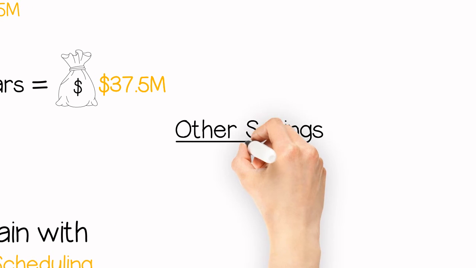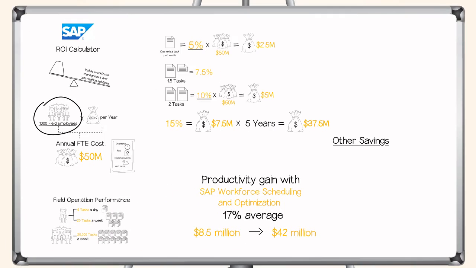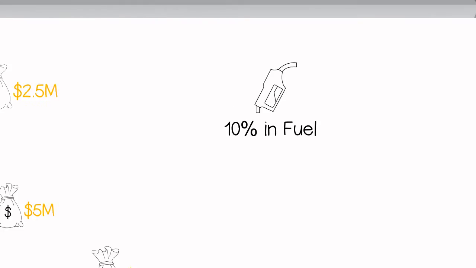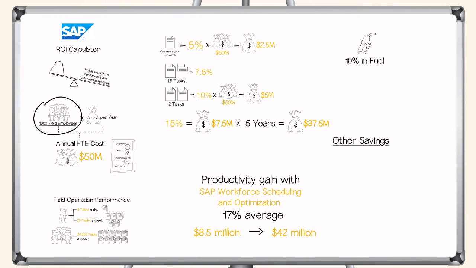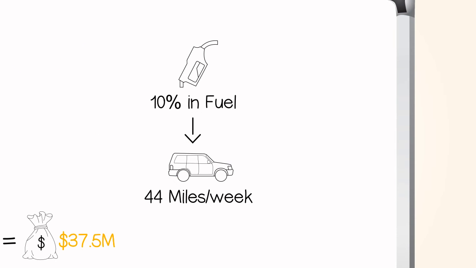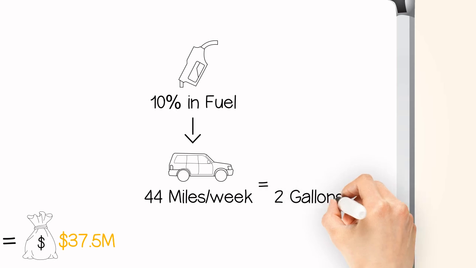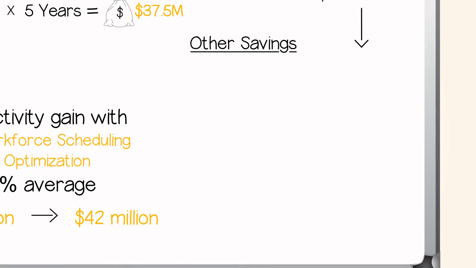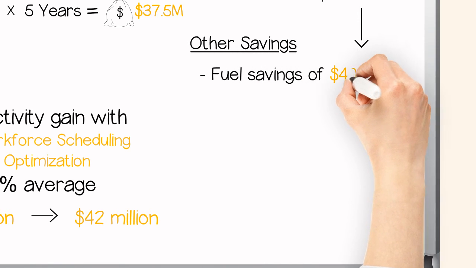Where else can we generate saving? So if we can make people 17% more effective, maybe we can save 10% in fuel. A good travel average across the U.S. would be approximately 85 miles per field employee per day. 10% represents 44 miles per week, which is probably 2 gallons. At $3.80 per gallon, it's an additional annual savings of nearly $400K.